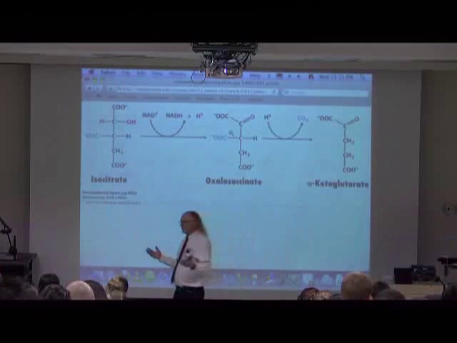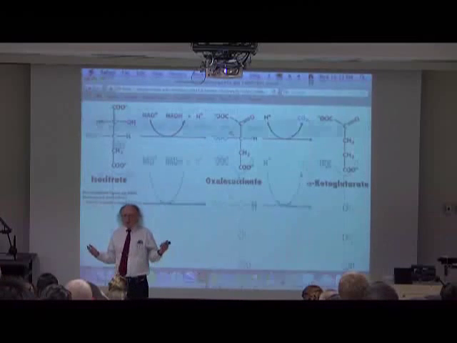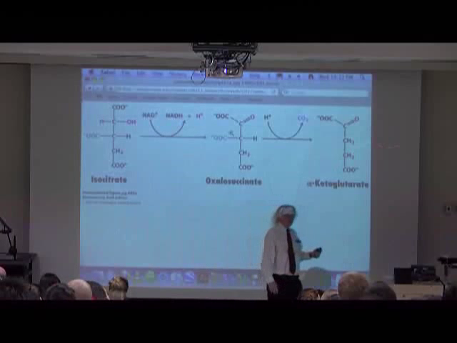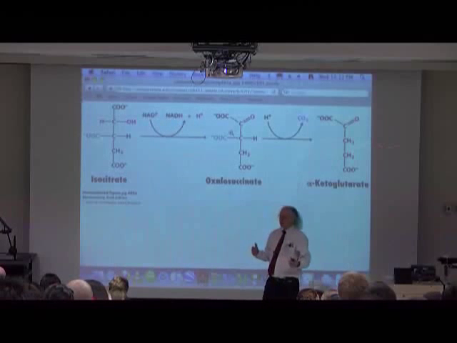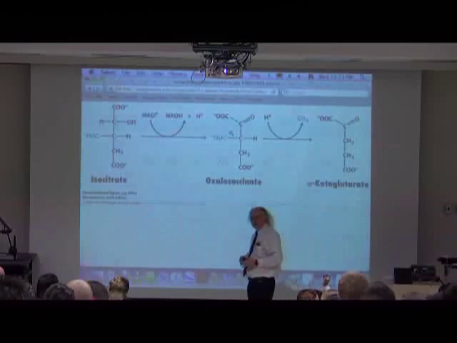It also means that if the cell has extra glutamic acid, let's say you are on a high-protein, low-carbohydrate diet, this is a really good way to get energy because you can convert the glutamic acid that's in the protein into alpha-ketoglutarate and now oxidize it in the citric acid cycle.